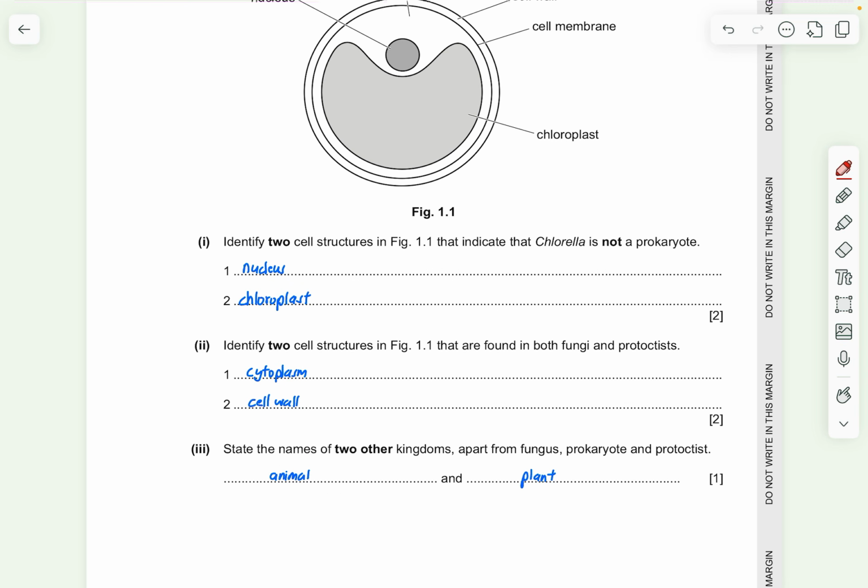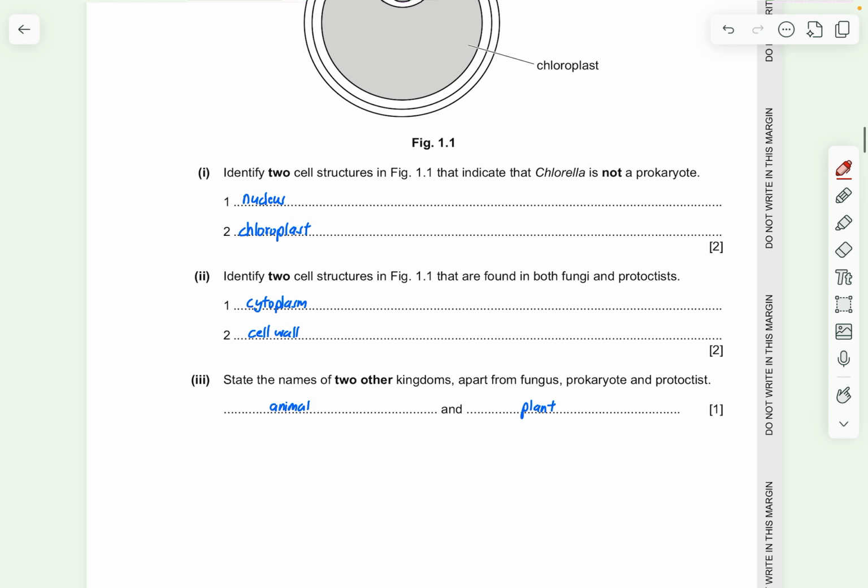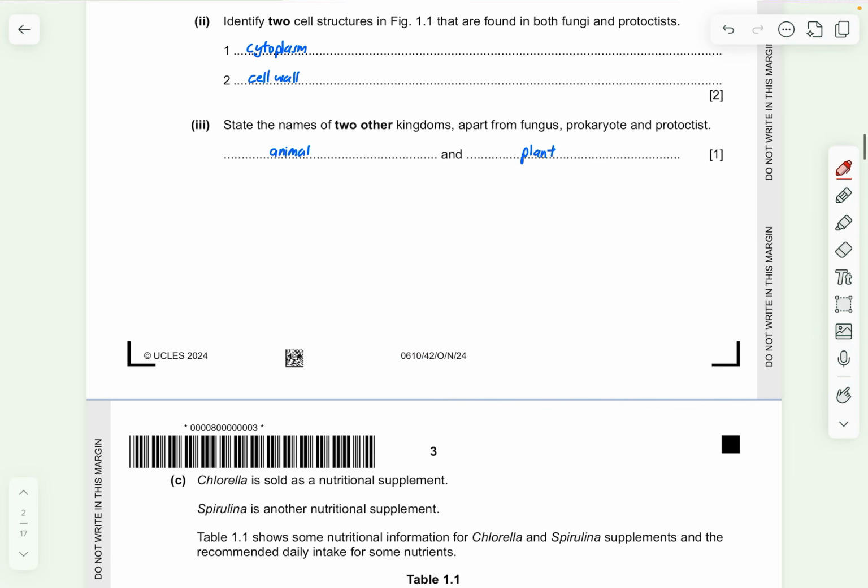Part 2. Identify two cell structures in figure 1.1 that are found in both fungi and protoctists. So just find what the similarities are. One of them is the cytoplasm and cell wall. Part 3. State the names of the two other kingdoms apart from fungus, prokaryote, and protoctist. They tell you that three kingdoms have been listed. There's a total of 5. So what are the missing ones? It's the common kingdoms that we see every day, which are the animal and the plant.